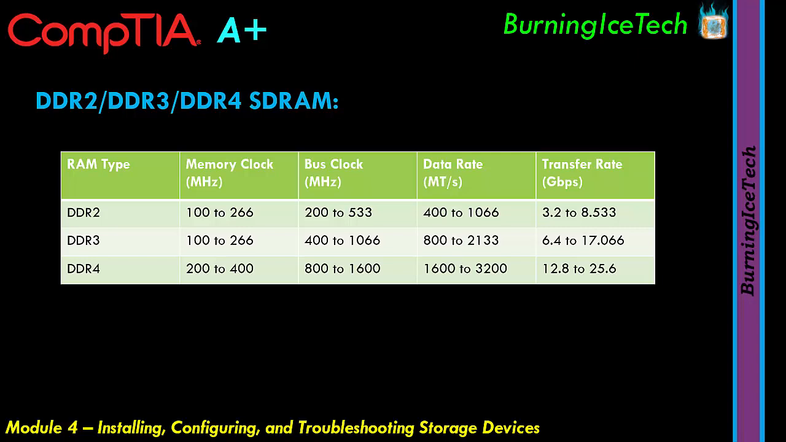I think the average PCs nowadays use DDR3. Some of the gamers will probably go and use DDR4 or even better. But the average PC nowadays runs DDR3. That's what you would find on the average PC. Here are some of the specs. You guys don't need to know those by heart, but it will benefit you to know them.